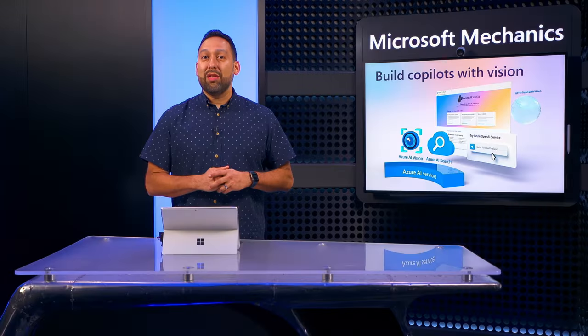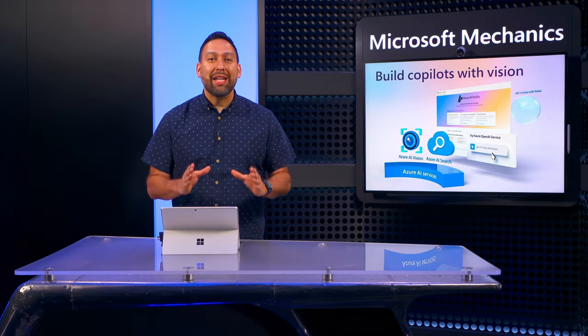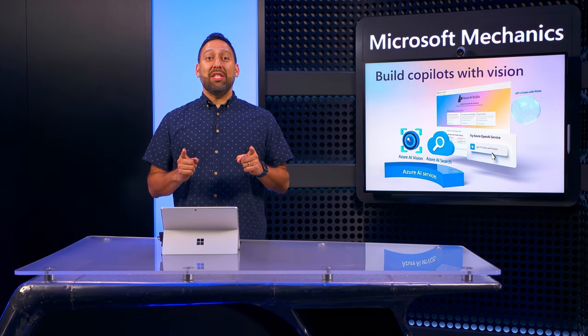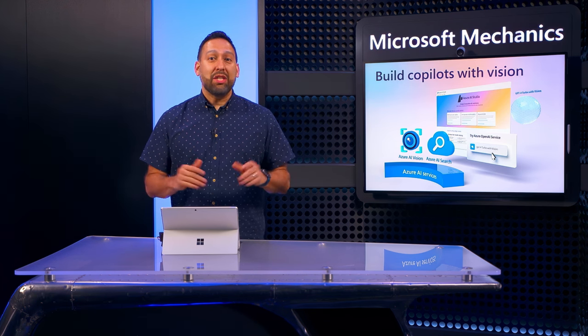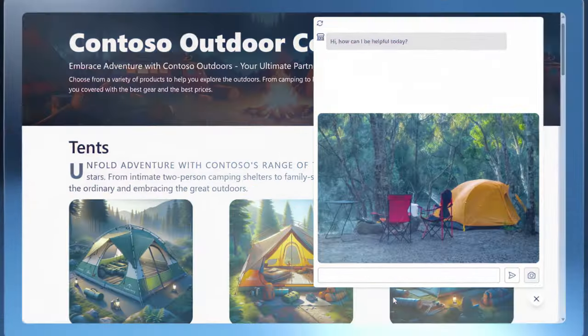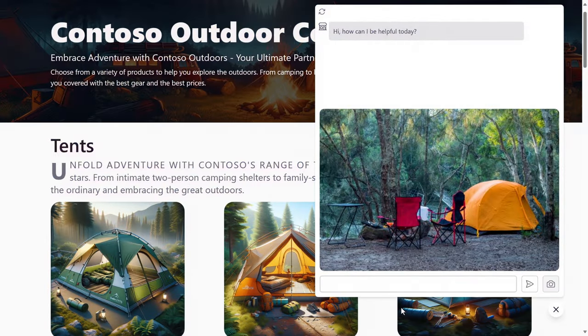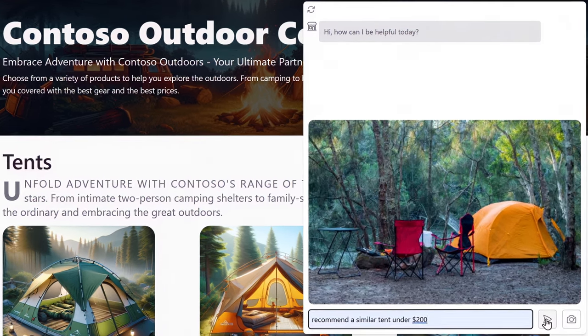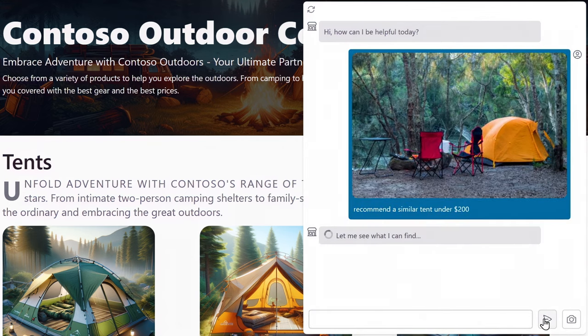This level of detail introduces the possibility of direct lookups of image data, especially when grounded with enterprise image data and combined with Azure AI Search for retrieval augmented generation. Let me show you this combination in action with our outdoor company enterprise chat app. This time, I'll upload the same image, but prompt it to find me a tent like this one under $200.